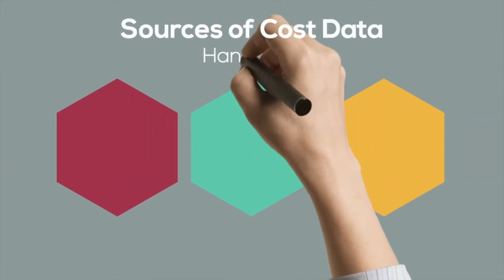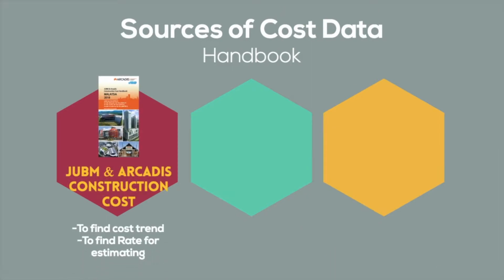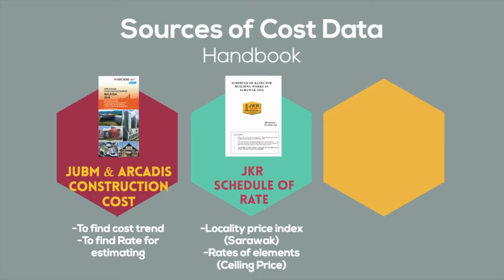For handbook, there are plenty of handbooks that contain the cost data in Malaysia. One of them is JUBM and Architects Construction Cost. It is to find the cost trend and also the rate of estimation. There is also the JKR Schedule of Rates, which contains the locality price index in Sarawak, SOR, and also the rates of elements. However, the rates of SOR are the ceiling price.